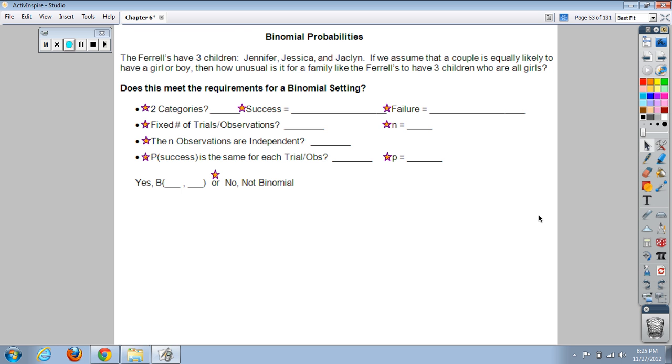First, is this a binomial type problem? Are there 2 categories? Yes. Success, we're going to consider a girl. A failure, we have a boy. Do we have a fixed number of trials? Yes, we have 3 children, so n equals 3. Are the n observations independent? Children are independent from each other. Just because you have 2 girls doesn't mean you're due for a boy. So yes, all our children are independent of each other.